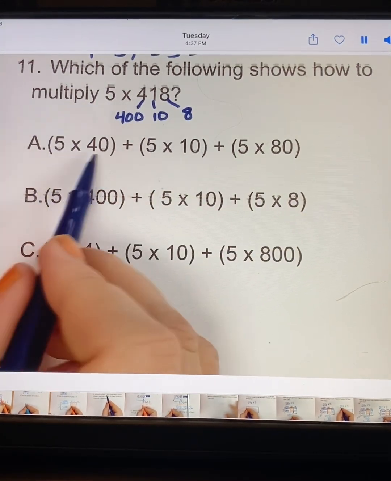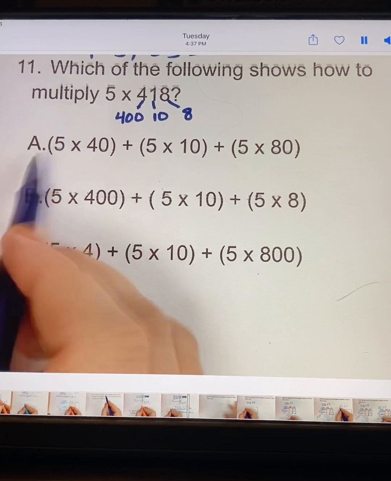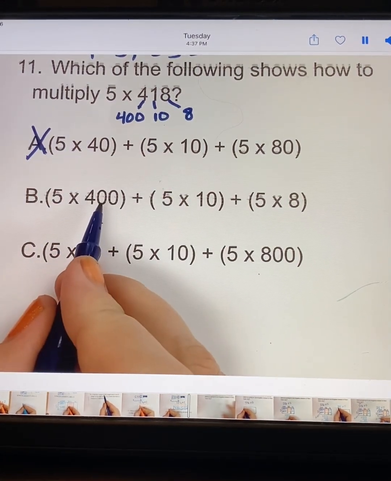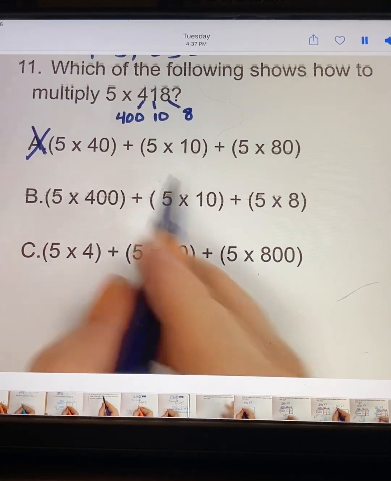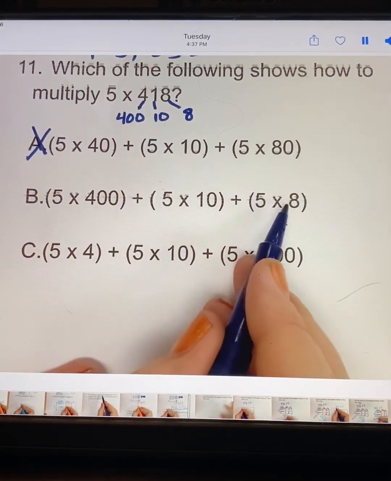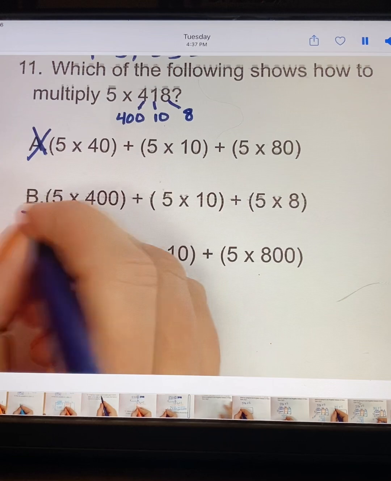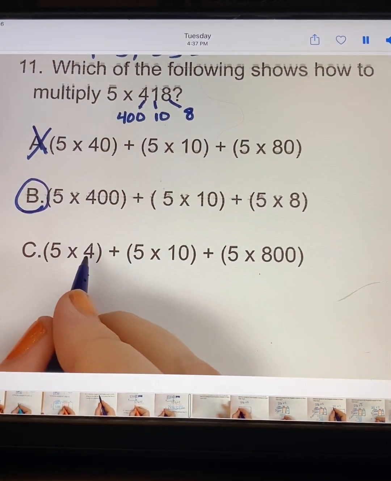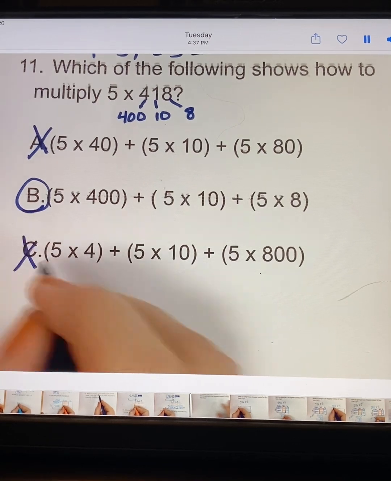This one shows 5 times 40. Well, that's not right, so we know it's not A. 5 times 400, yes. 5 times 10, yes. 5 times 8, yes. So B would be our correct option. This one shows 5 times 4. That's not right. Okay?